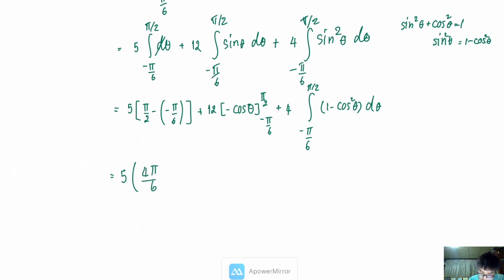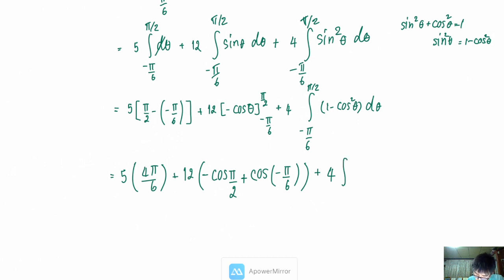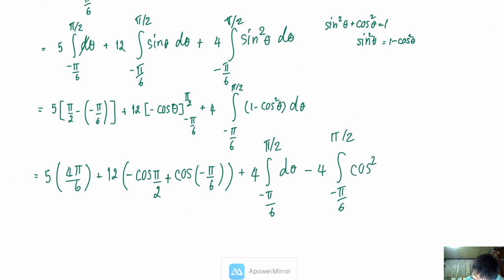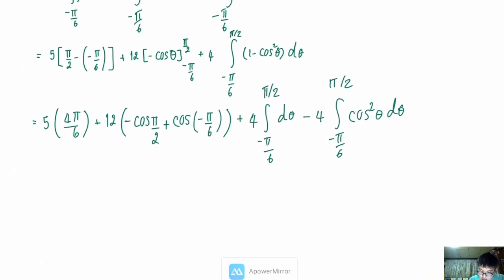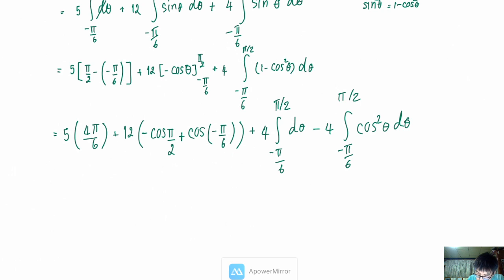Plus 12 multiplied by minus cos pi over 2, minus, we will get a plus because this negative cos negative pi over 6, and part 4. And this one you will take the integral inside. That means 4 to the minus pi over 6 to pi over 2, this theta negative 4 of the minus pi over 6 to pi over 2. Yes, look at this. This one is cos square theta d theta. Then we will consider this term because they have some identity in this part.